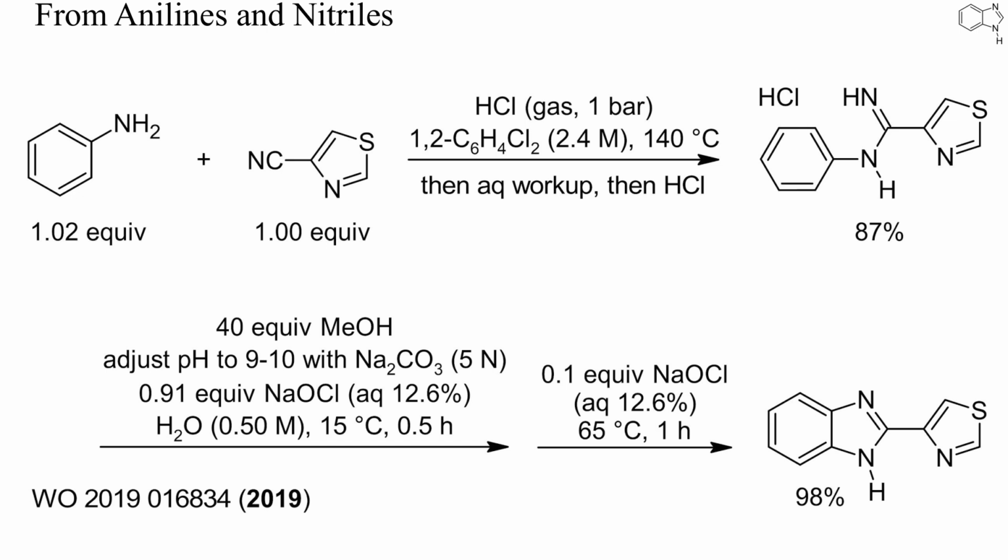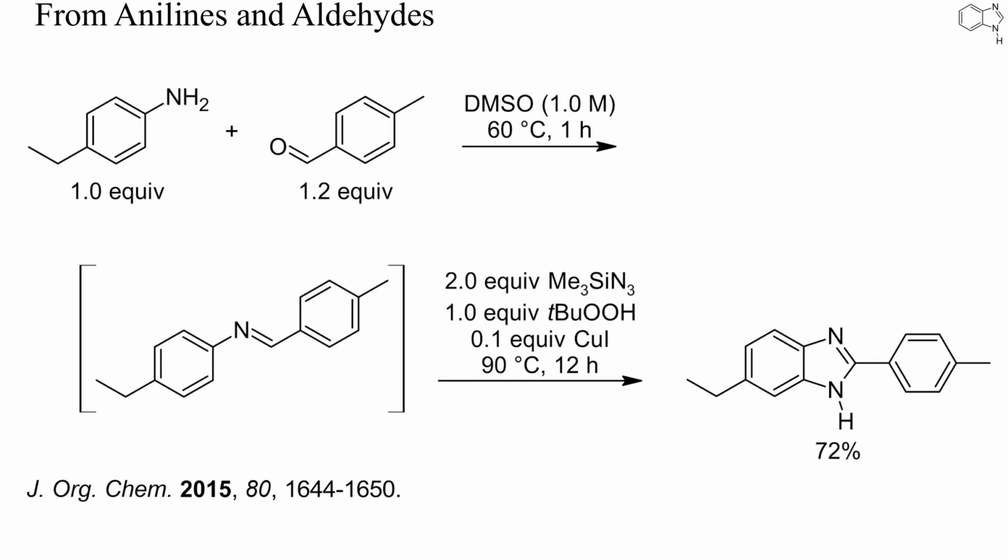To prevent chlorination of the product at carbon, less than one equivalent of hypochlorite was used at the beginning of the chlorination. The cyclization was then brought about by adding the remainder of hypochlorite and heating to 65 degrees Celsius for 1 hour. Another type of oxidative benzimidazole formation is the reaction of N-aryl imines with a silyl azide and a hydroperoxide, as in this example.